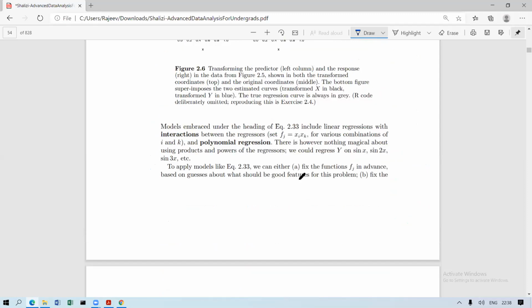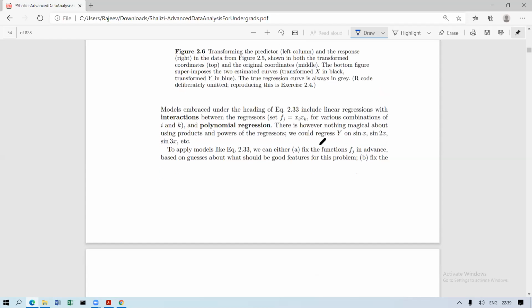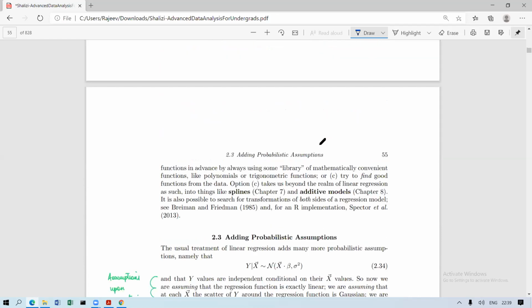And you can have all the different choices of x. It's not necessary that it should depend only on that xi. f of y can also be a function of xi, xj, xk, whatever. fj can be xi, xk, xi square, log of x, sin of x.